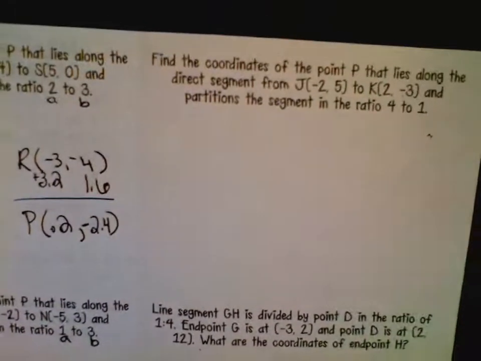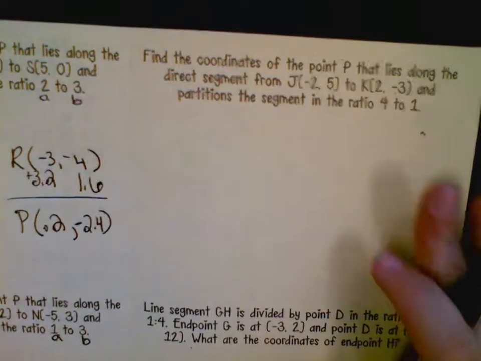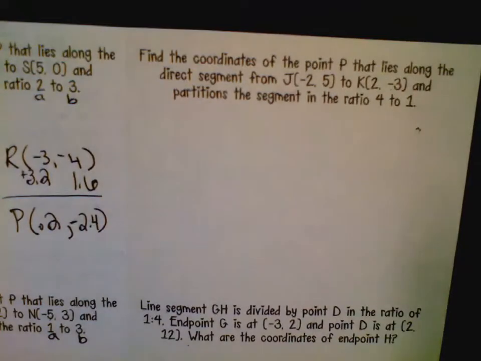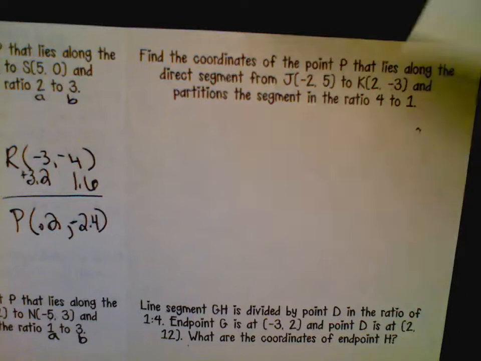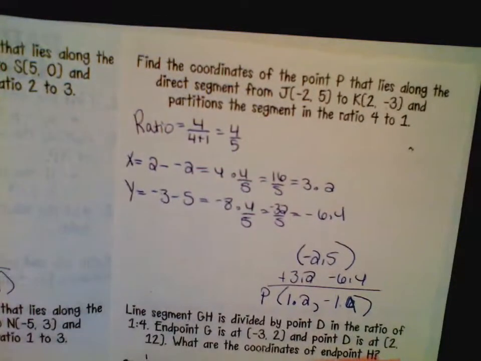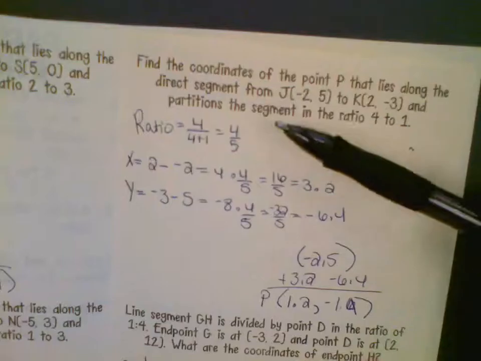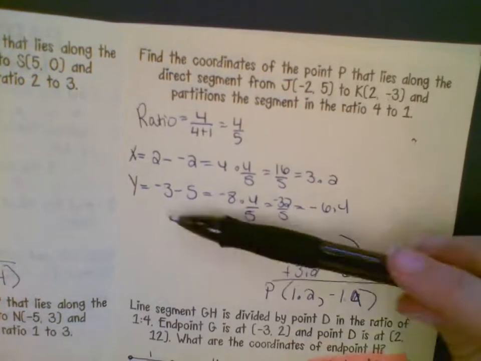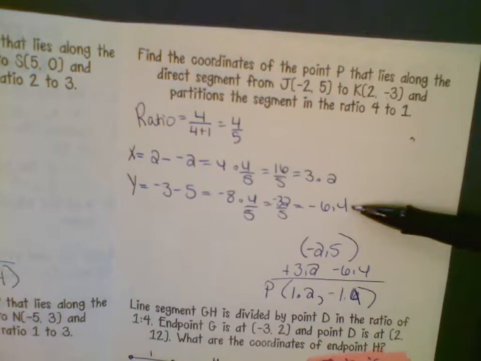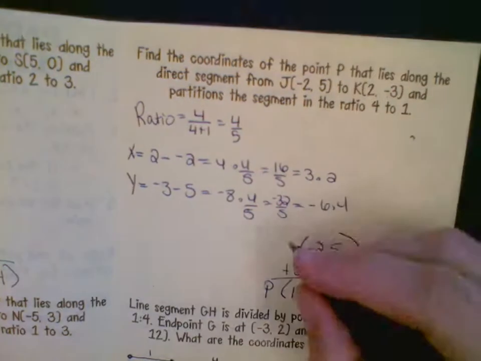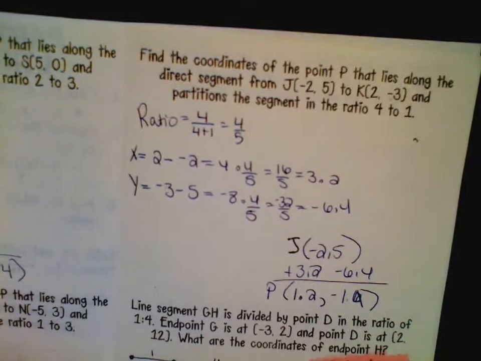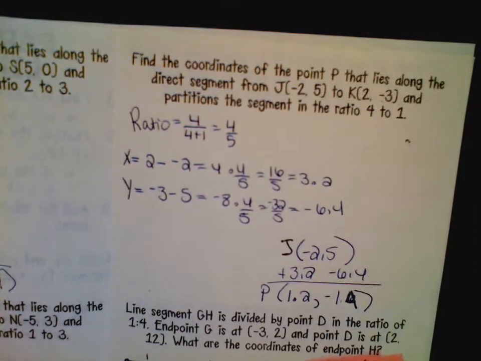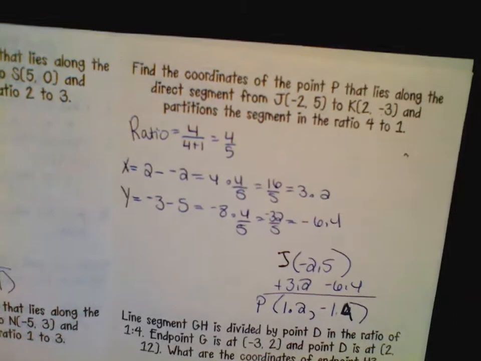So go ahead and pause and try the third example that's on the top, and then we'll do the fourth one together because that one's a little different. So try the third example, please. Okay, so we got our ratio is 4/5. We subtracted our x's, multiplied by 4/5, so we got our x change is 3.2. Same process for y. Our y change is -6.4. We add that to our original point J, and then we get that our new partition point is -1.4. So make sure you write down any questions you had for that one.